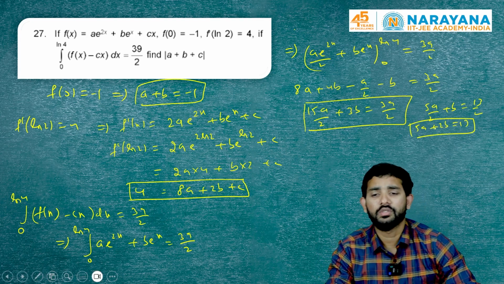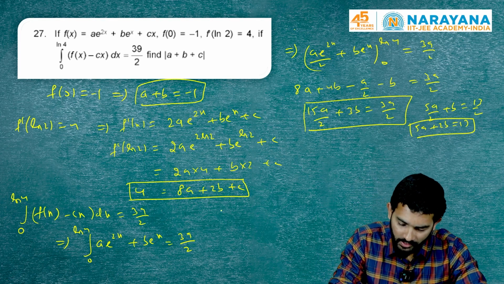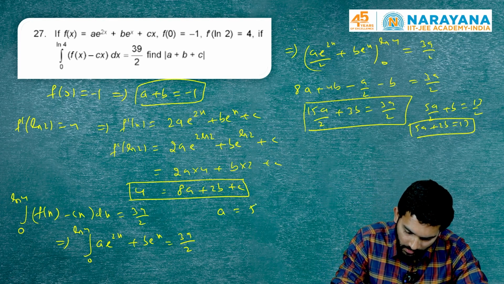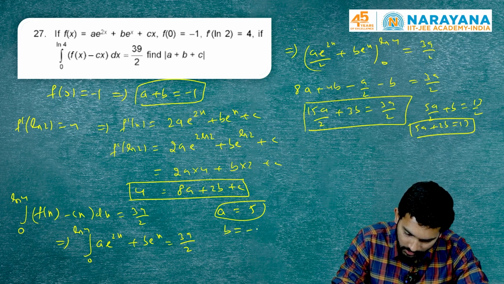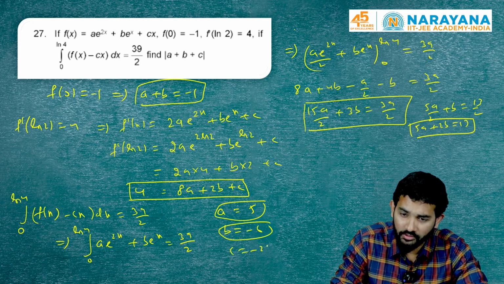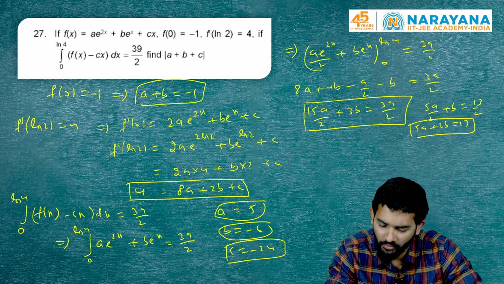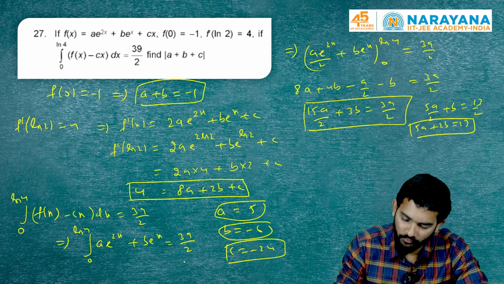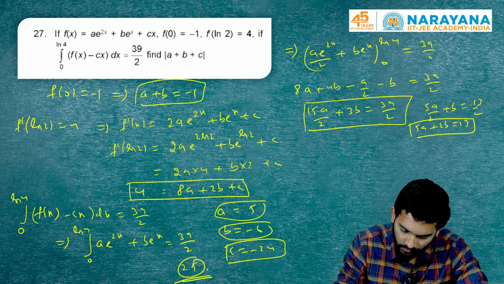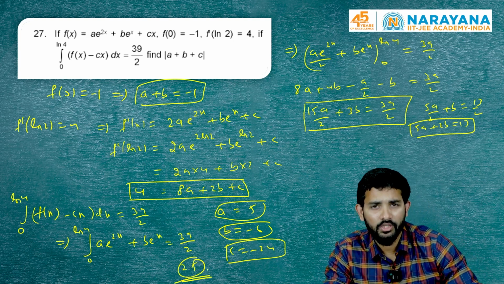So 3 equations, 3 unknowns. If you solve these things, you are getting a value as 5, b value as minus 6, and c value as minus 24. He is asking a plus b plus c, which will be 5 minus 30, and modulus of that, which will be 25. 25 is the answer. 3 equations, 3 unknowns.